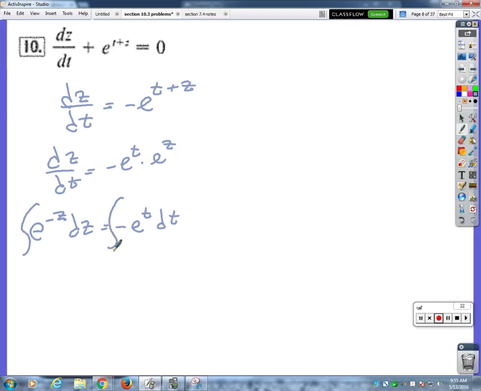Antiderivative both sides. Actually, no, it just happens naturally. It's just in me.